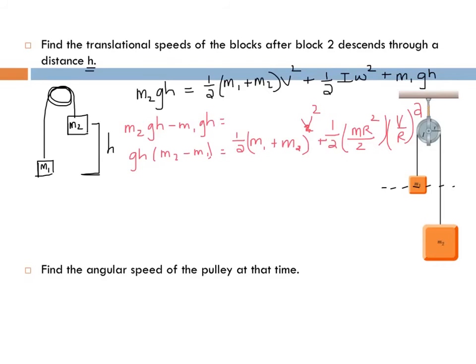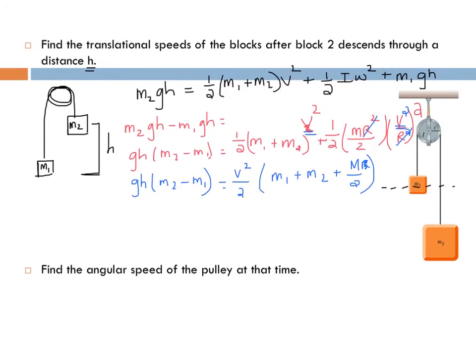So we can see on the right-hand side of this equation, we're going to have v squared. We can factor out from both pieces this v squared and this v squared when I distribute that squared. I can also factor out a 1/2, and I'm left with m1 plus m2 plus mr, actually the r squares will cancel out, divided by 2 on the right-hand side, and on the left-hand side we still have gh times m2 minus m1.